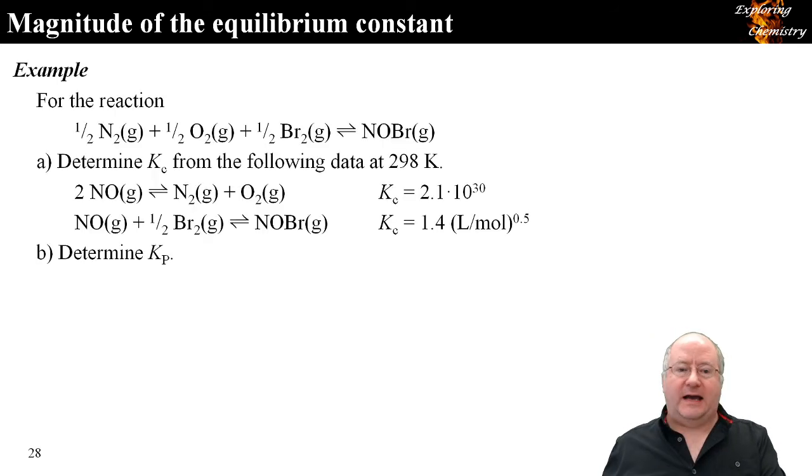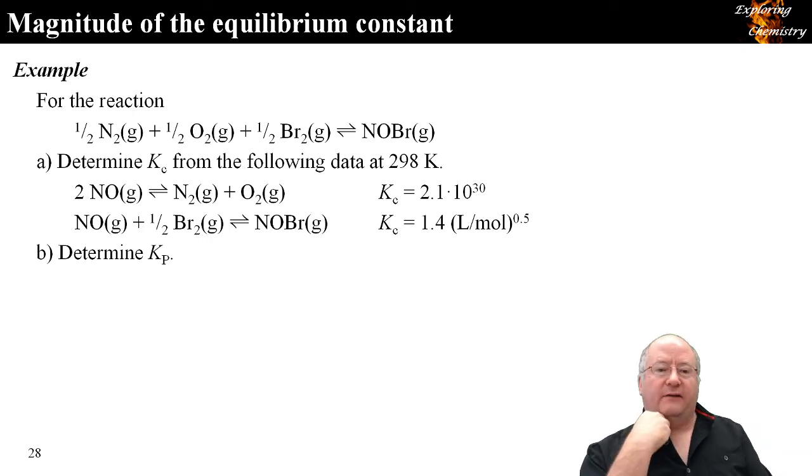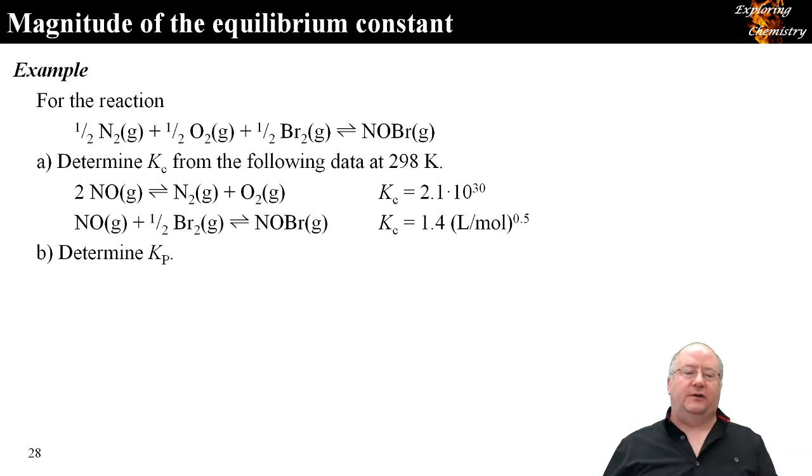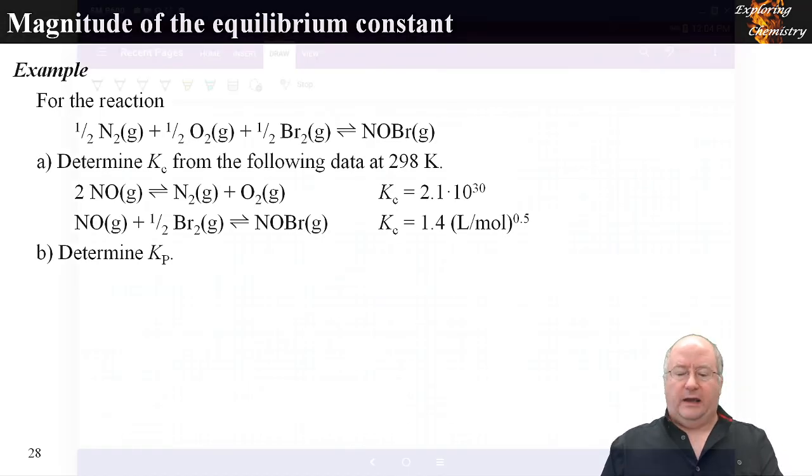All right, let's look at an example. So we have the reaction of nitrogen and oxygen and bromine forming NOBr. This, by the way, would be the formation reaction of NOBr. So it's a theoretical reaction. We want to determine Kc from the following data at 298 Kelvin. And there's two reactions presented there. And part B is to determine Kp once we determine Kc. So let's go through and do that.